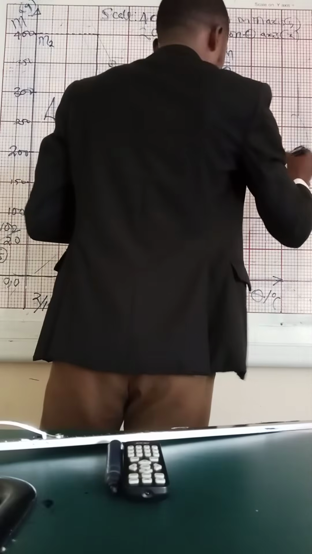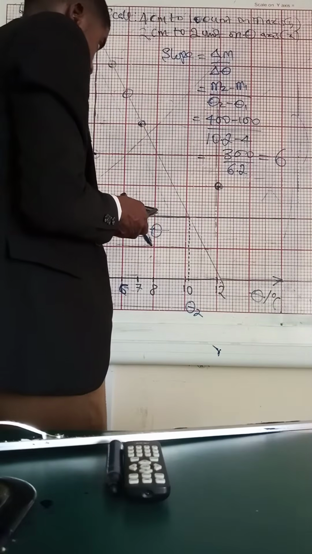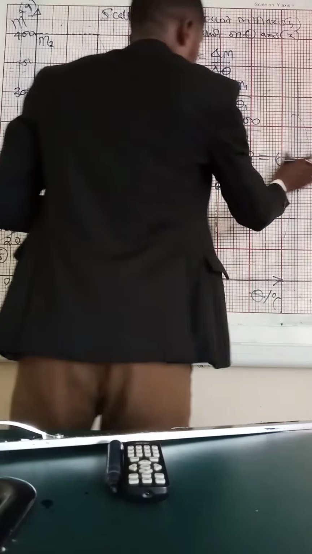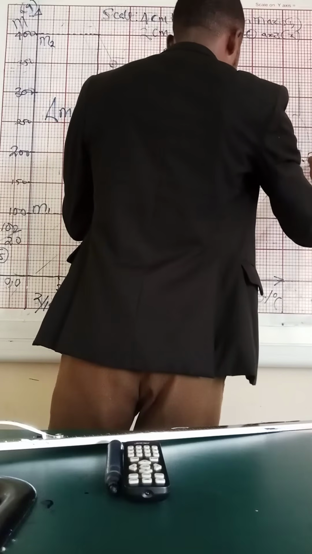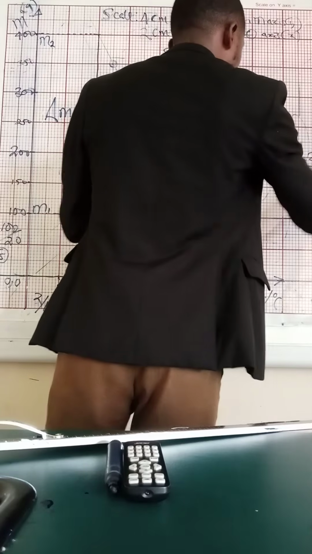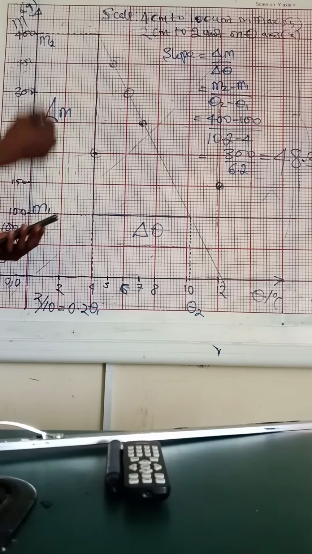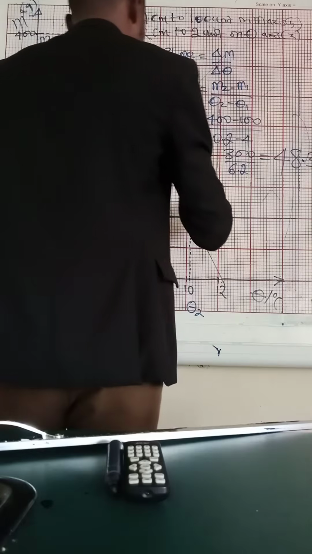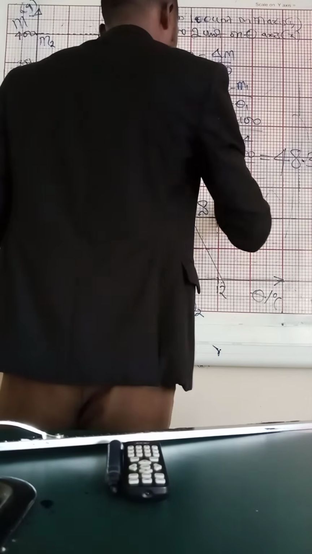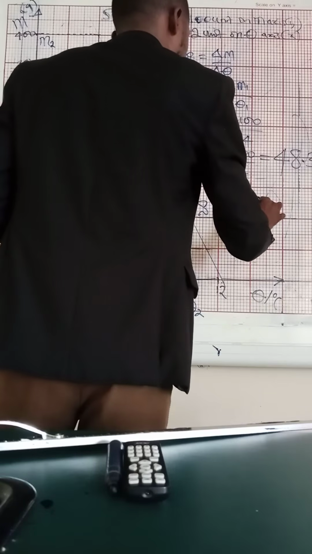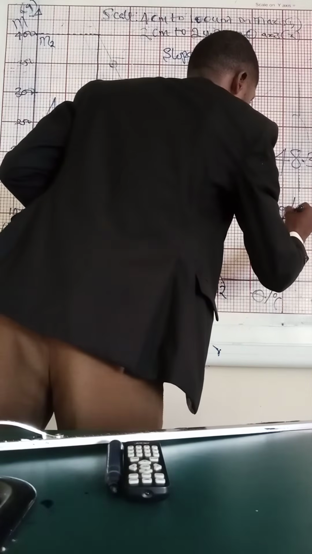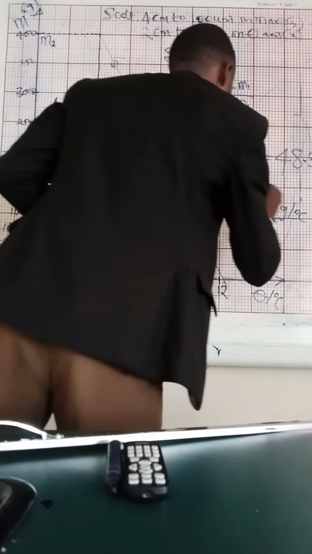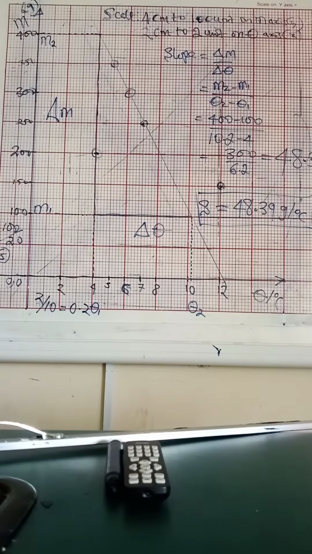What do you have? You have 300 divided by 6.2. What do you have? You have 48.387. Exactly the figure I got yesterday. I got 48.39. So approximately your slope S is equal to what? Approximately 48.39. What is the unit? This is grams per degree Celsius. This is your slope for this experiment. That is the slope for this experiment.